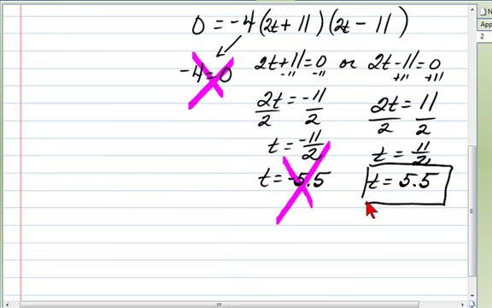Now, maybe Einstein and his theory of relativity and time travel and all that stuff, maybe it allows for negative time, but we're not going to. Okay? So once again, we threw away a negative, and we kept only that answer. Is that okay? All right.